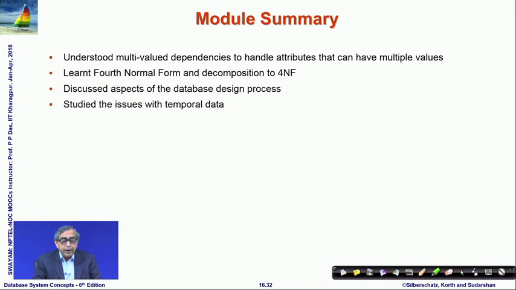To summarize, we have taken a full look into the multi-valued dependency and tried to understand what happens when your attributes get multiple values, learned the fourth normal form for that and the decomposition into it, and most importantly we have tried to summarize the core database design process that we have been discussing for the last 4 modules. This is the 5th one including this, and we have talked a little bit about temporal data. With this we close our discussions on relational database design, and from the next module we will move on to other aspects of database systems.